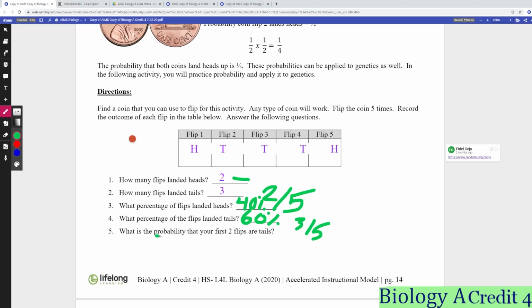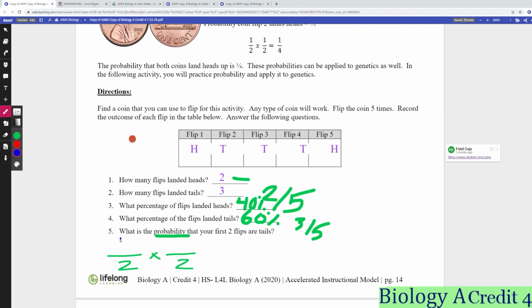But what about when it says this probability? Well, let's think. We had 2 sides of our coin. So what is the likelihood that our first 2 flips are going to be tails? Remember, our coin never changes. It always has those 2 sides.